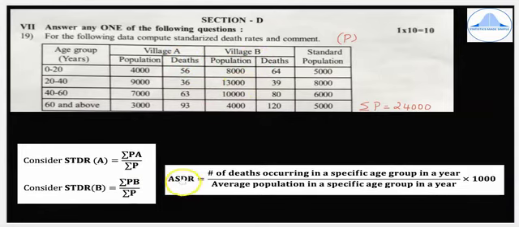So it's important that you write what is the ASDR formula. It is number of deaths occurring in a specific age group in a year divided by average population in a specific age group in a year into 1000. So STDR formula will carry 1 mark and ASDR formula will carry 1 mark. Summation P when you compute, that is 24,000, will carry another mark.